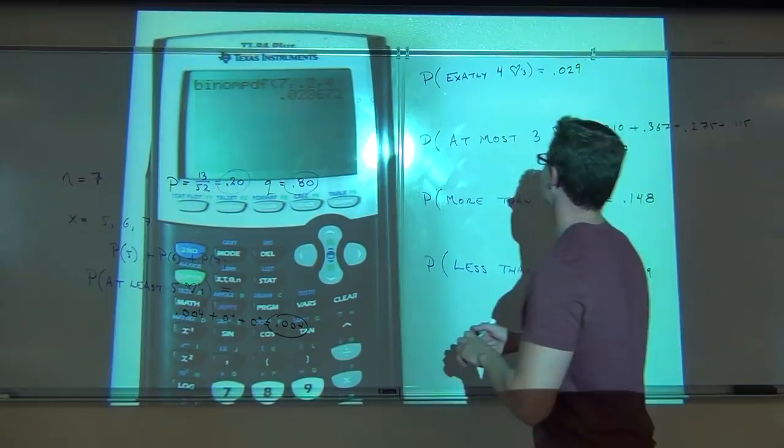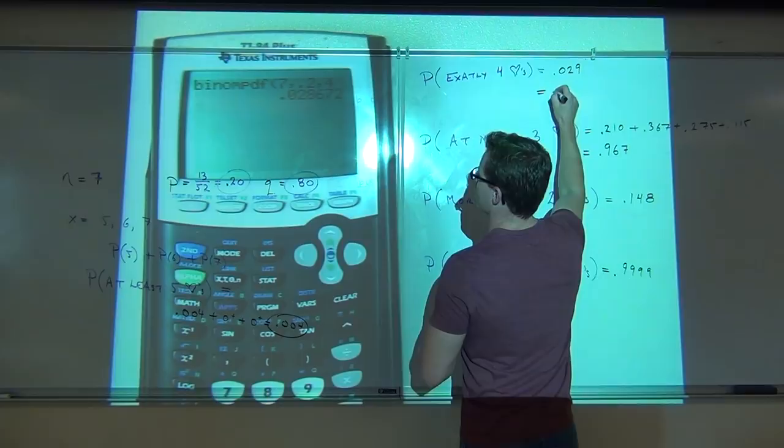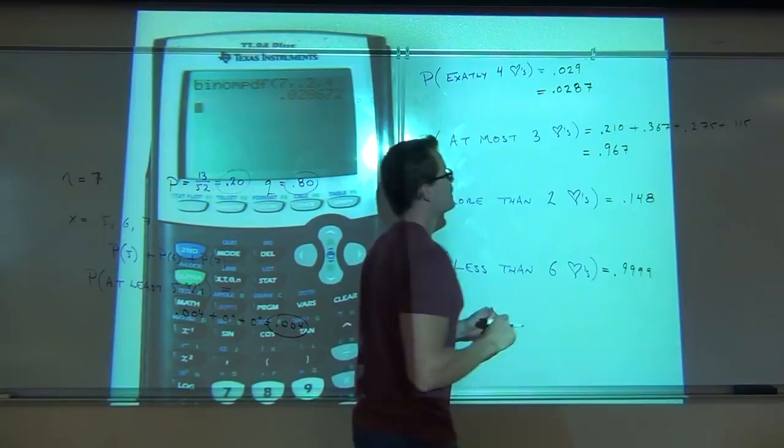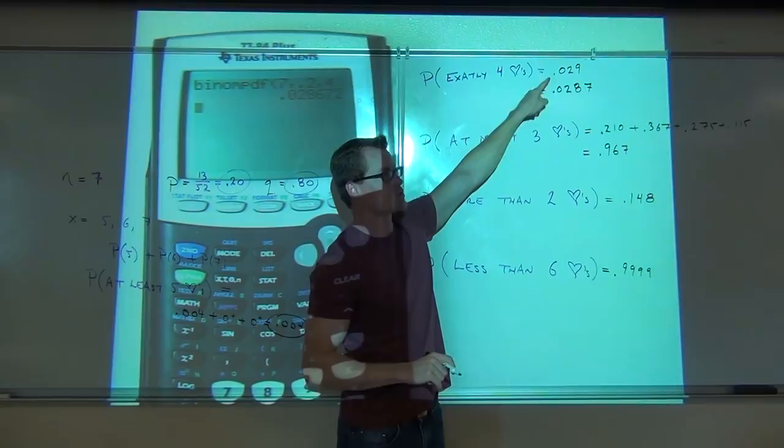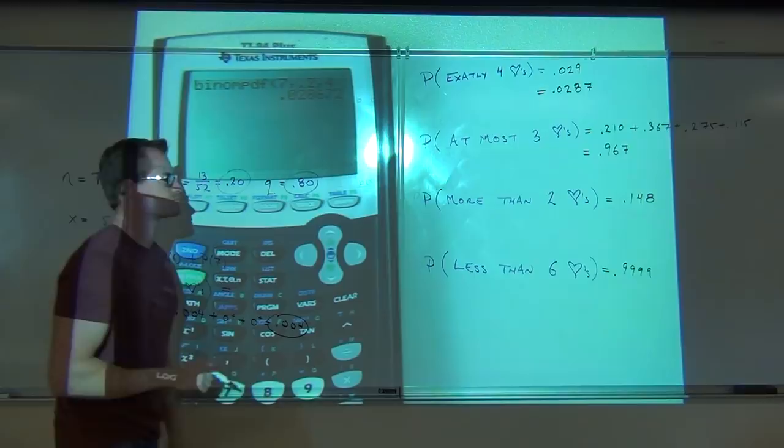So with the calculator, we got 0.0287. Are these two numbers the same? This one's actually supposed to be this one. It's just rounded. It's rounded more to fit on the table. Are you guys okay so far?